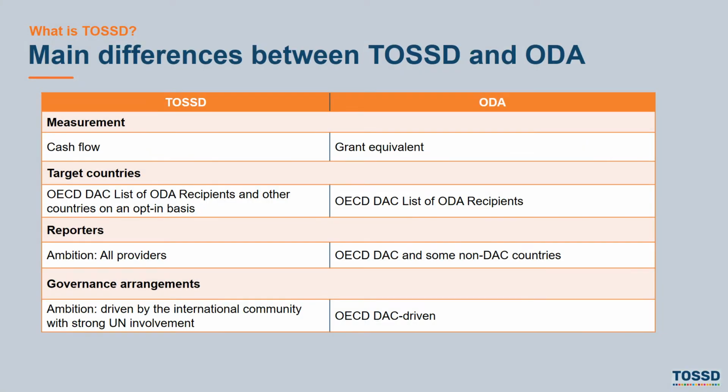TOSSD and ODA also differ in terms of measurement. TOSSD measures cash flows, while ODA measures the grant equivalent of resources. Both measures take as a basis the OECD DAC list of ODA recipients for recipient countries, but TOSSD leaves the option open for other countries to opt in as well. Another difference is that TOSSD aims to include all providers as TOSSD reporters, while ODA reporters are OECD DAC countries and some non-DAC countries. The last difference between the 2 measures is that TOSSD aims to be driven by the international community with strong UN involvement, while ODA is OECD DAC driven.